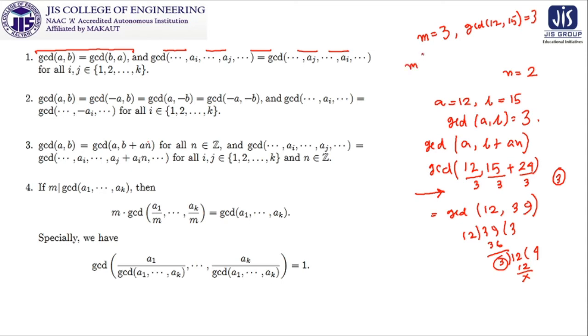Then M into GCD of A1 by M, means 12 by 3, that is 4, and 15 by 3, that is 5, will be M into 1. We get M equal to 3, so again we are getting 3, which is the same. So look at this, you are going to get the same thing in this particular way: M into GCD of this is nothing but the GCD of them, that is 3. You can test it for other parameters also.